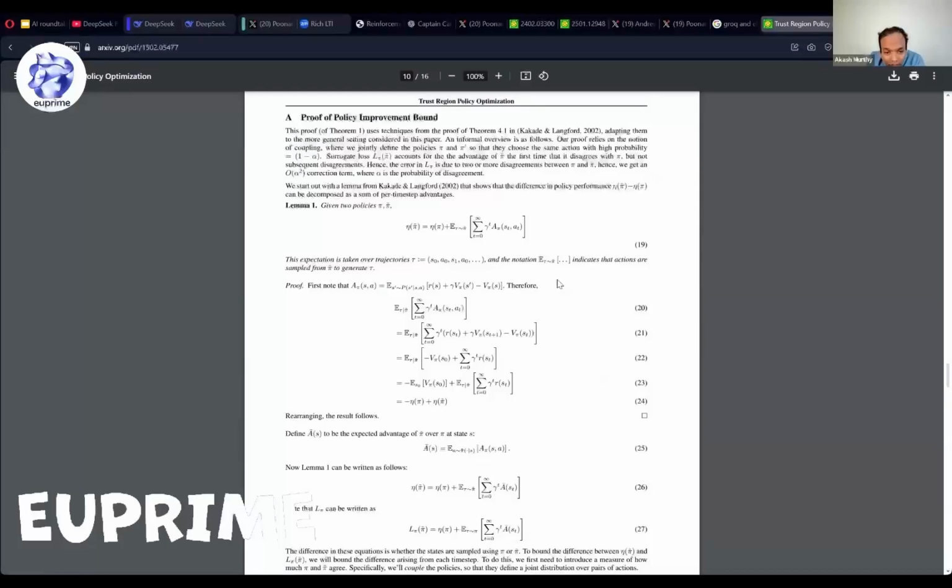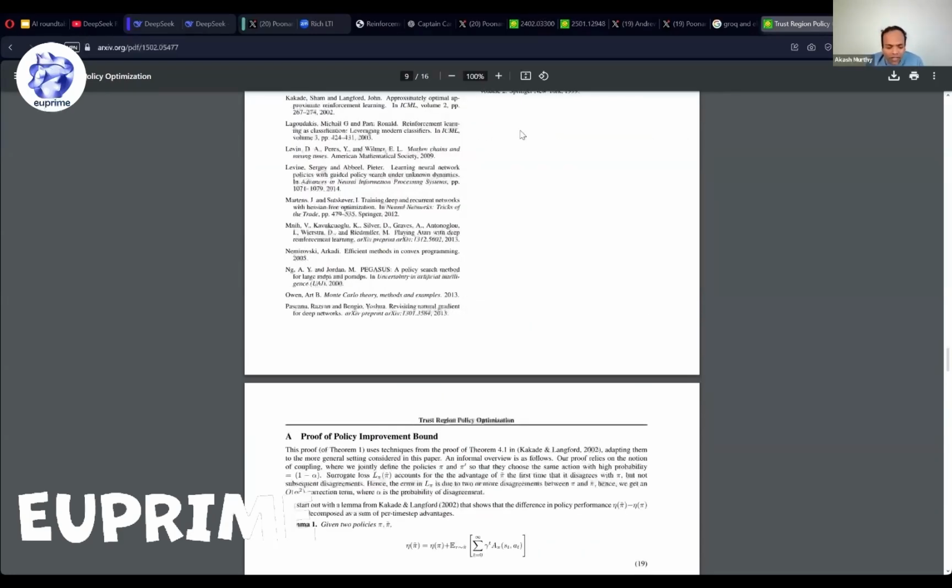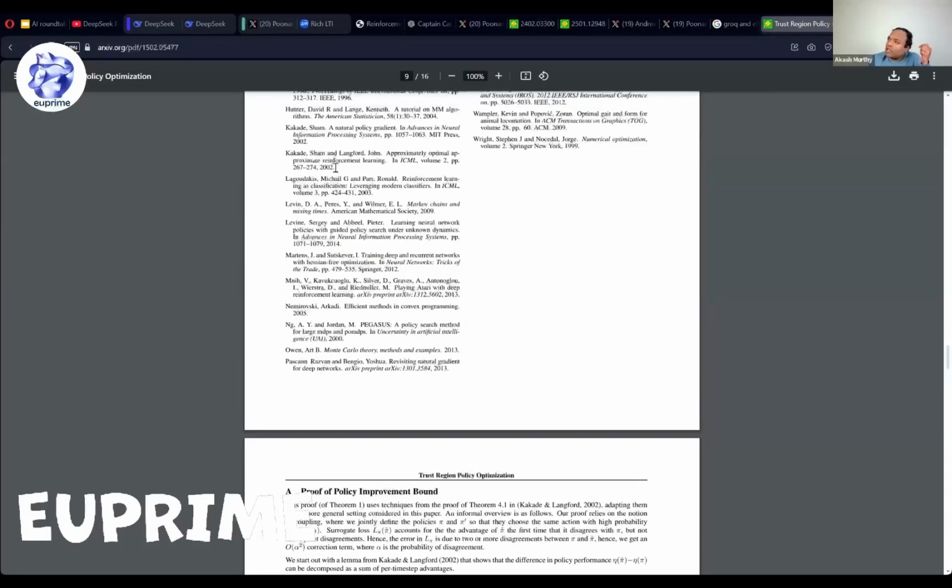So this Sham Kakade's paper, which is from 2002, is also a good paper. All this is basically numerical optimization, and there's a very popular reference, numerical optimization. What's the famous book? Probably we can put the name of the book in the references.